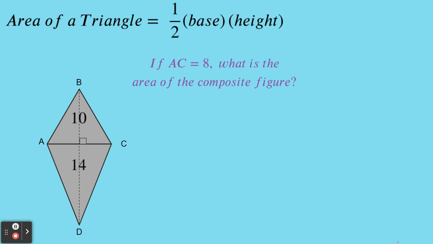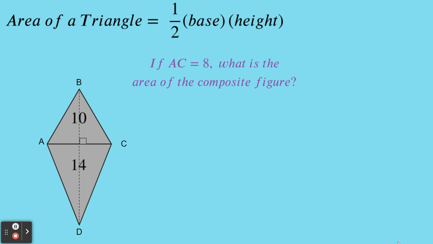So I have this figure here and it says if AC is equal to 8, what is the area of the composite figure? So I want you to look at this figure and I want you to separate into two triangles. We have the top triangle and the bottom triangle. So let's start first with that top triangle.